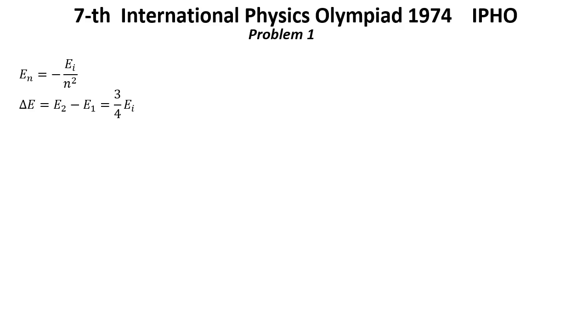3 over 4 EI. During the inelastic collision, a part of the kinetic energy of the colliding particles is converted into their internal energy. The internal energy of the system of two hydrogen atoms considered in the problem cannot be changed by less than delta E. It means that if the kinetic energy of the colliding atoms with respect to their center of mass is less than delta E, then the collision must be an elastic one.